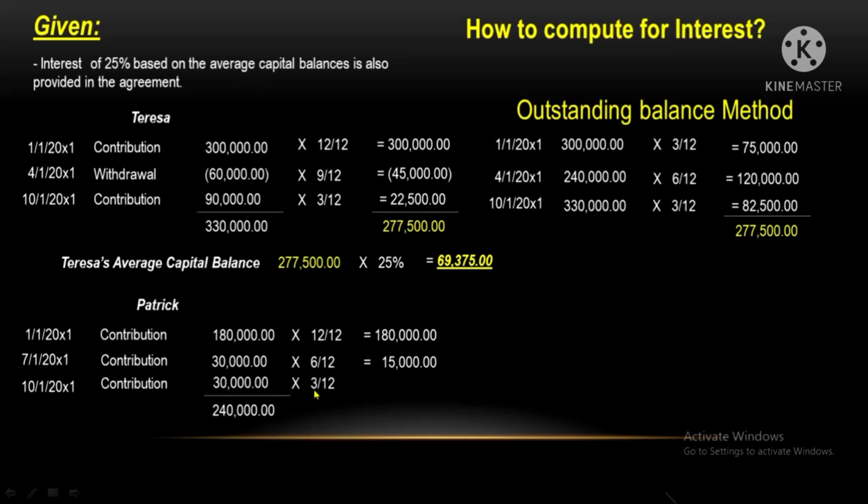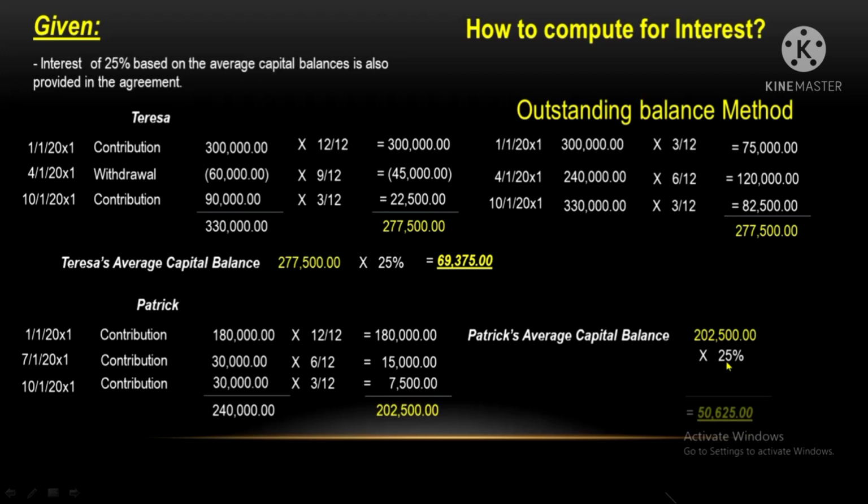And lastly, we have Patrick's contribution of another 30,000 on October 1. So we multiply it with 3 over 12 and we will get 7,500. So just add this all up and you will get the average capital of Patrick, which is 202,500. That average capital shall then be multiplied with the 25% agreed interest rate and we will get 50,625 as Patrick's interest.